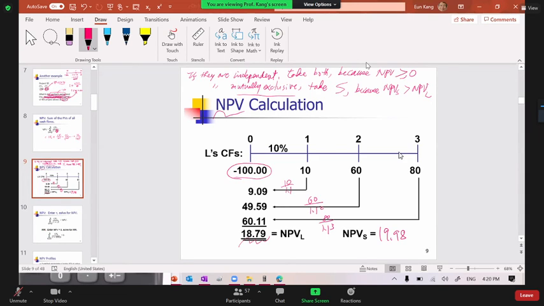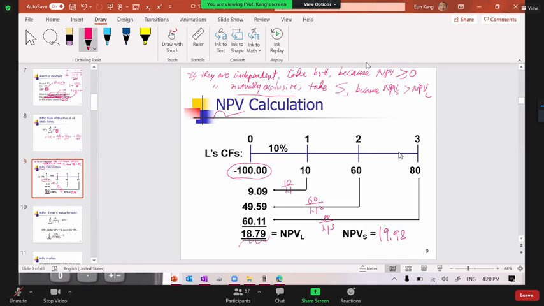But don't forget that mutually exclusive doesn't mean that you have to take one. The condition is NPV should be greater than or equal to 0. If both have negative NPV, then what? The answer is reject both. Don't take any. The bottom line is the project has to be profitable. So that is the net present value rule.